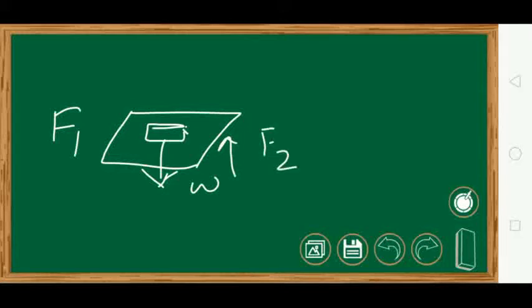Now the table is not moving, the book is also not moving. Why? Because F1 and F2 are equal and acting in the opposite direction. So F1 is equal to minus F2. Because the book and the table both are exerting the same force on each other, we cannot see anything. They are balanced. So the book is where it is, the table is also where it is.